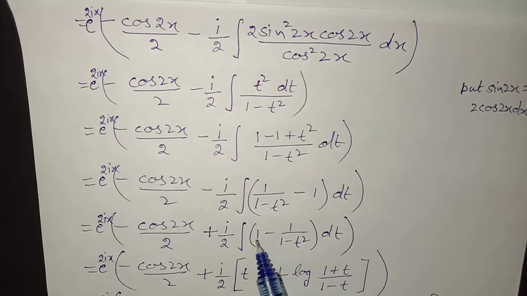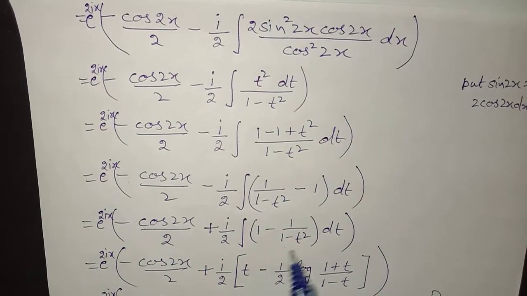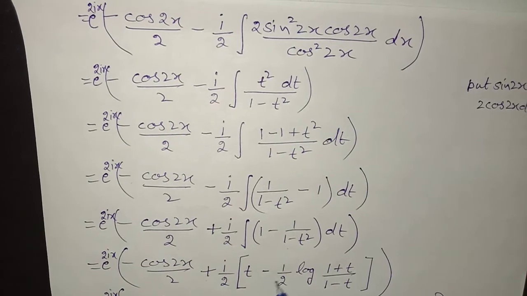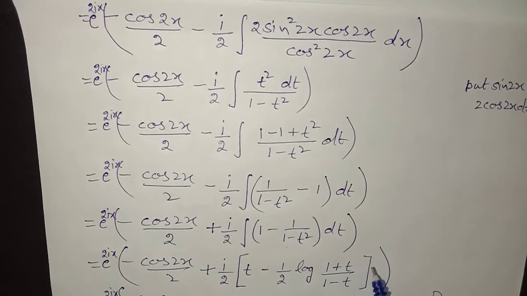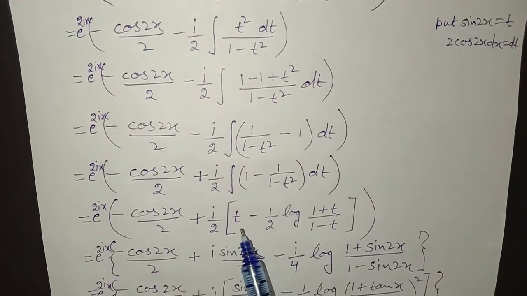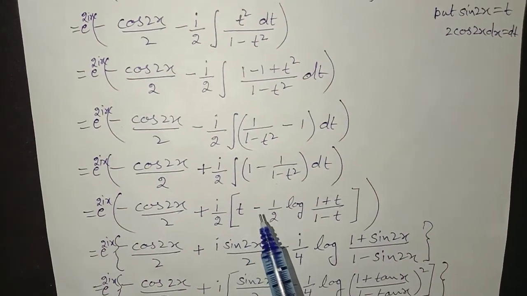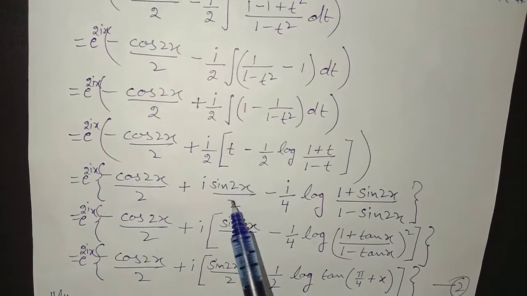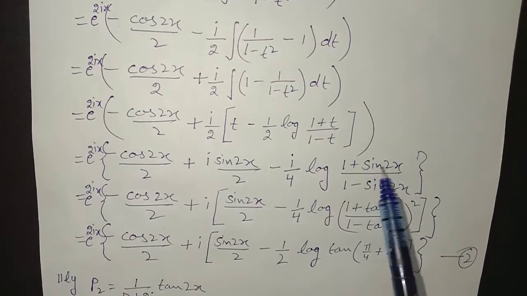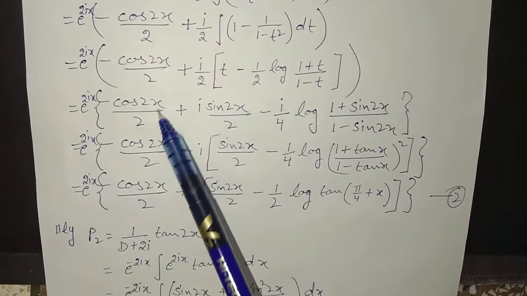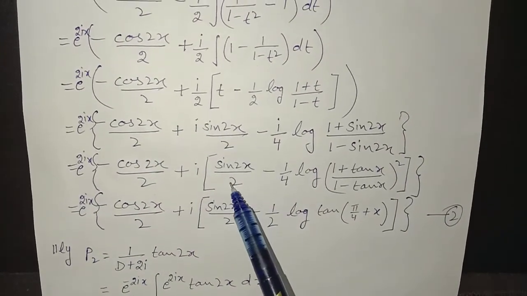Now we integrate this. Integration of 1 means t, and integration of 1 over 1 minus t square is 1 by 2 log of 1 plus t over 1 minus t. Okay, now what was t? t was sine 2x. So in place of t we substitute sine 2x. Okay, so now the first term as it is, second term as it is, there is no change.